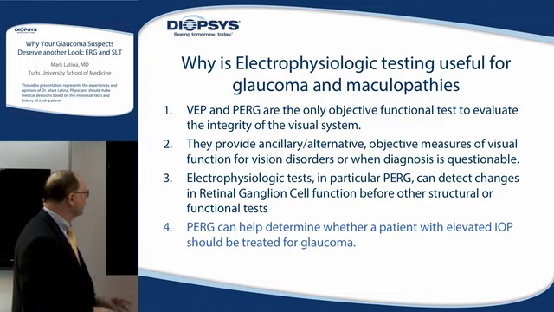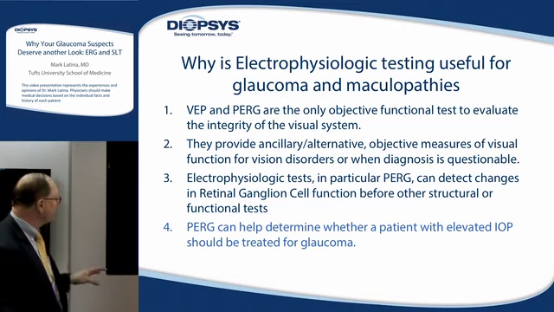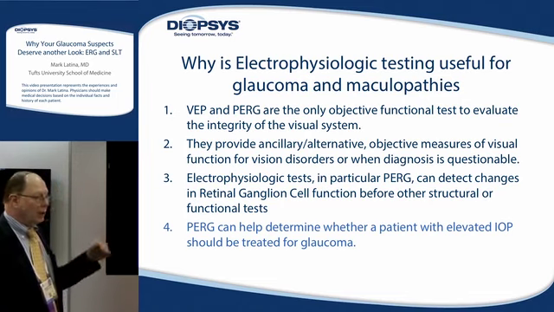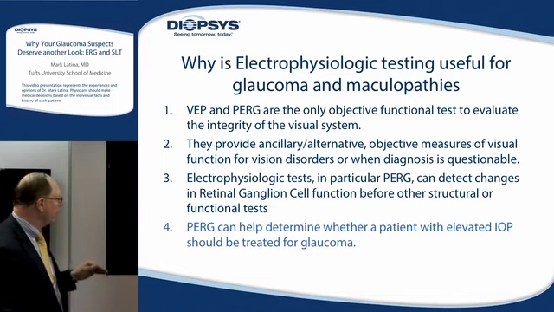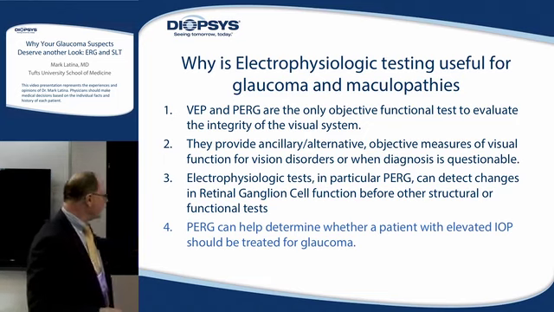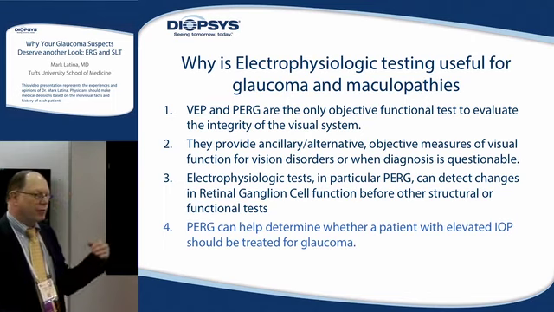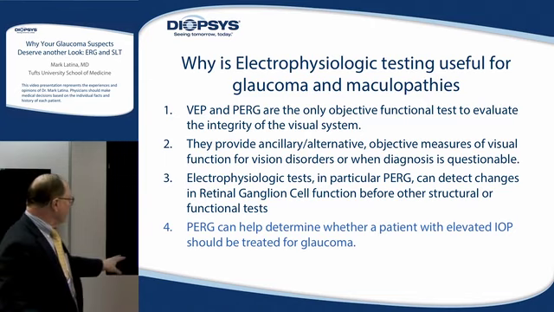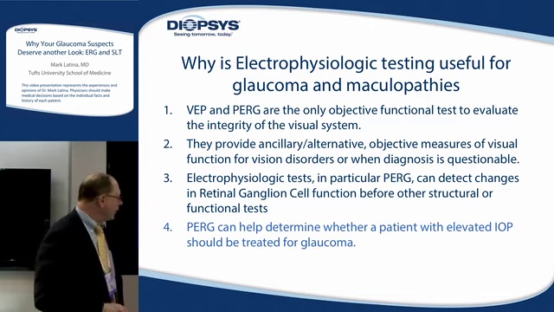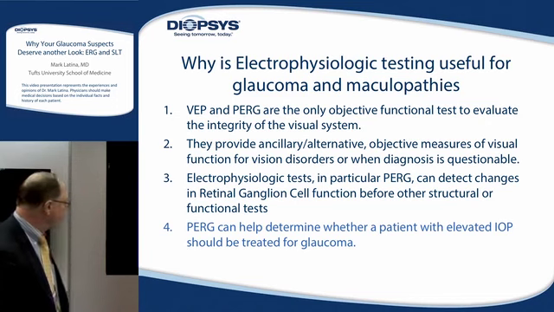So why is it useful in the glaucoma patient and for maculopathies? Again, it's the only functional objective test we have. It's an alternative test to our current procedures. It's particularly useful for open-angle glaucoma patients, because what it's detecting is changes in the retinal ganglion cell function. And these cell function changes can occur before other structural or functional changes occur. It can also help us determine what patients with elevated pressure should be treated. In other words, it's going to give us some indication, and I'll go through this, of what patients we should be looking at for treatment.